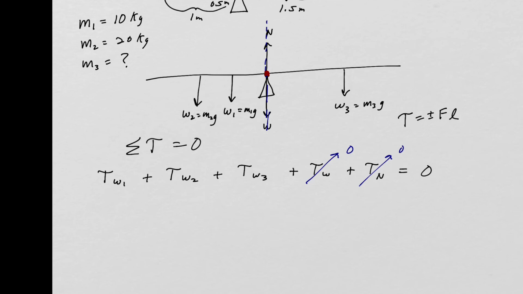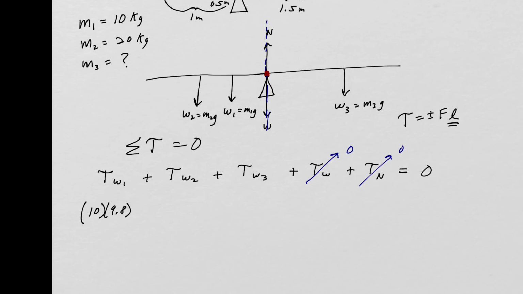Okay, so then, but I do have 3 other torques, right? So torque due to weight 1. Well, weight 1, remember that's this one right here. So the force is the weight. So it's going to be mg, right? M1g. So M1 is 10 times 9.8. That's the force. Now I need the L, right? I need that moment arm.